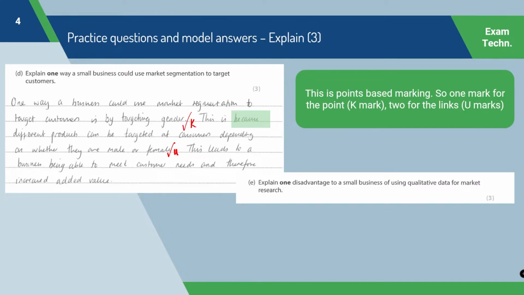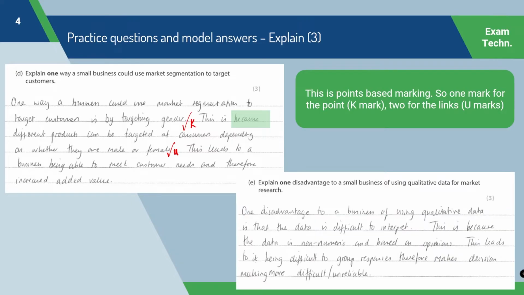If you said Calvin Klein, that would have then got the student the 3rd mark. So then the second one was: explain one disadvantage to a small business of using qualitative data for market research. So Mike, do you want to talk through this one as well? Yeah, sure. So again, we're looking for a point.